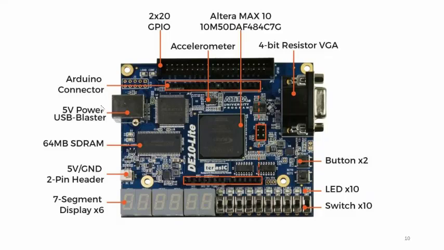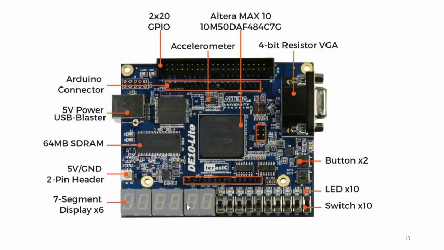Why do I need it? I can download my program and I connect it to a 5-volt power supply, and it will work independent from the computer. So it can control a whole production line if you just give it the 5-volt power supply. This is my static RAM. And this is my 5-volt and ground 2-pin header.